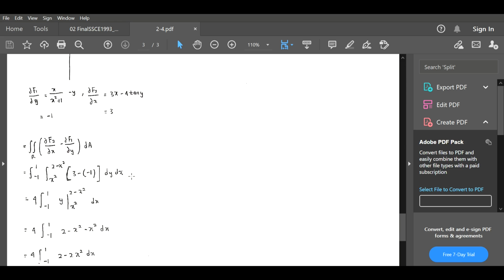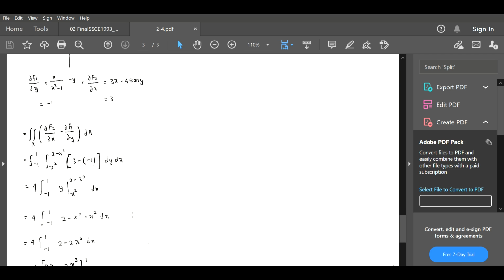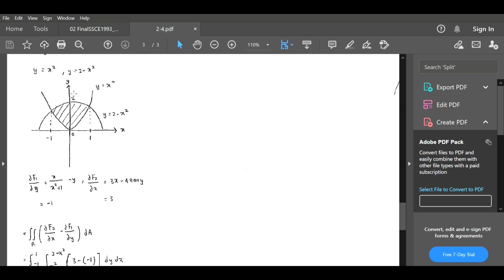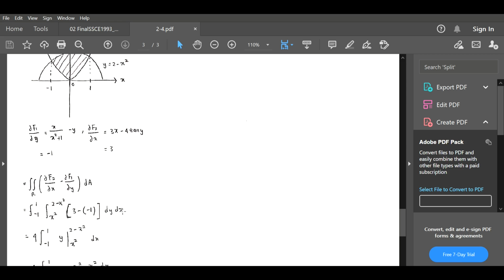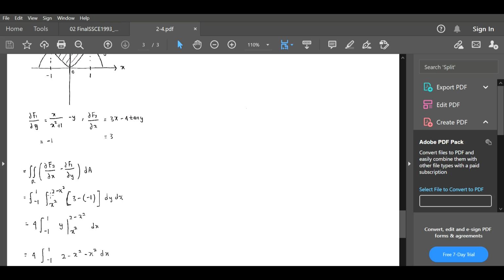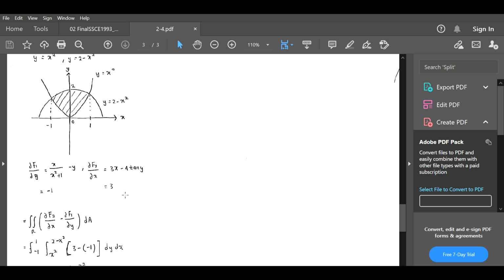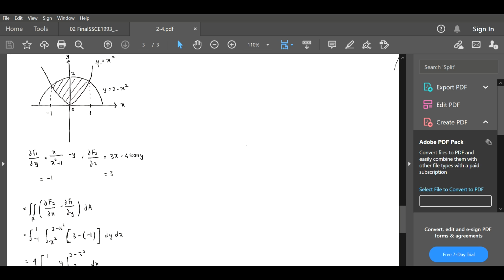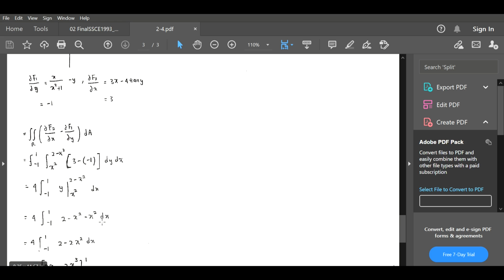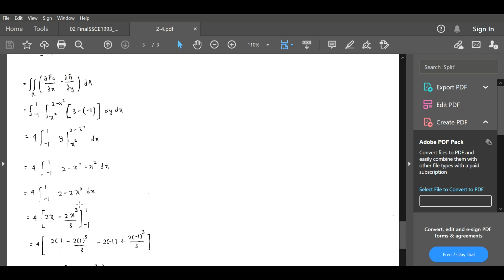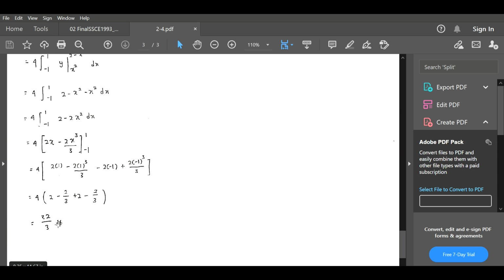This one is dy dx, which means it's type 1, so we cut here along the y-axis. Again, substitute here, and then here is the integration again. You can see x squared is this line, and 2 minus x squared is this. Then this one. Okay, and then substitute, integrate one by one, and this is what I get, 32/3.